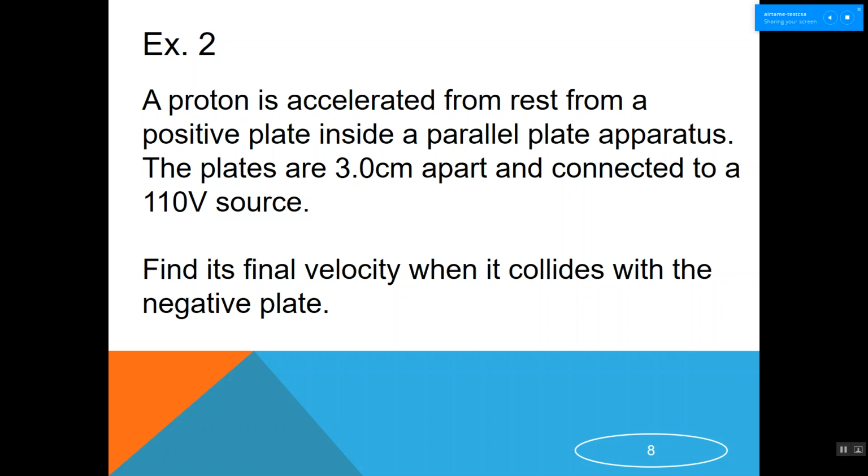Next example. A proton is accelerated from rest from a positive plate inside a parallel plate capacitor. The plates are 3 centimeters apart and are connected to a 110 volt source. Find its final velocity when it collides with the negative plate. So I'm going to draw a drawing here. So here are your plates, right? And the proton, so there's a positive side and a negative side. There's a proton here, and then you apply this voltage, which is written right here. The voltage is 110 volts.